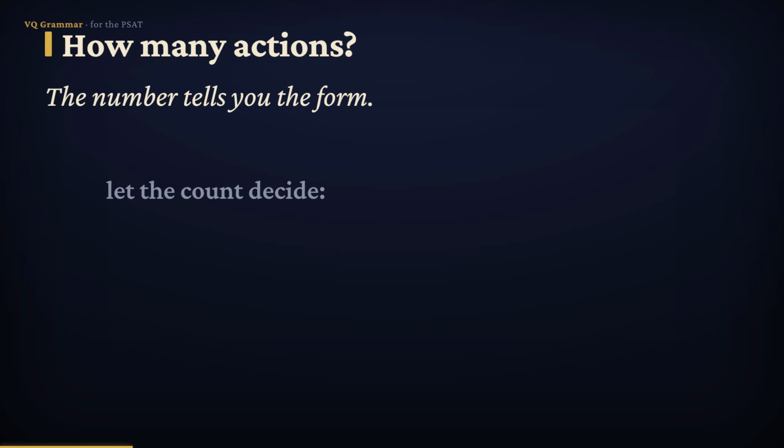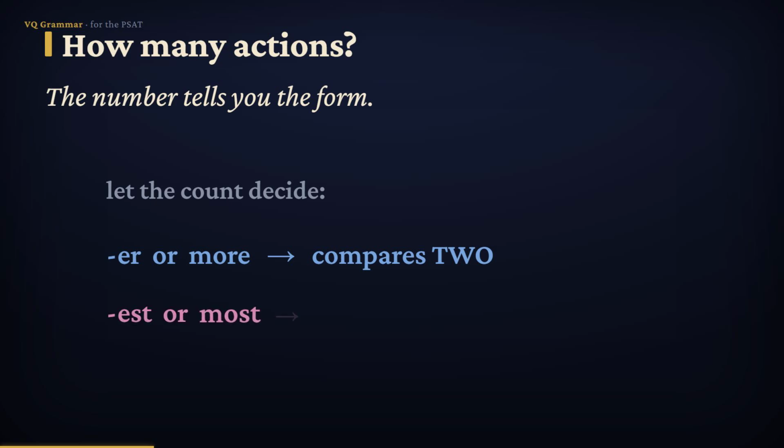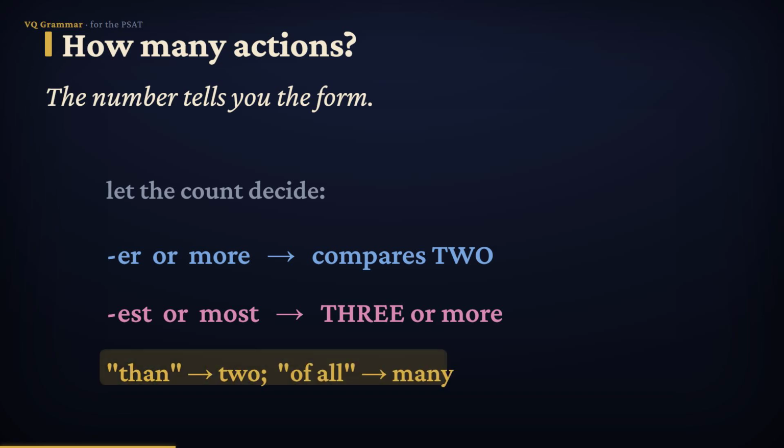So the count does the work for you. If you're comparing 2 actions, you use er or the word more. Drew runs faster than Sam. If you're comparing 3 or more, you use est or the word most. Of the whole team, Drew runs fastest. A quick clue. The little word than usually signals 2, so a comparative. The phrase of all signals a whole group, so a superlative.